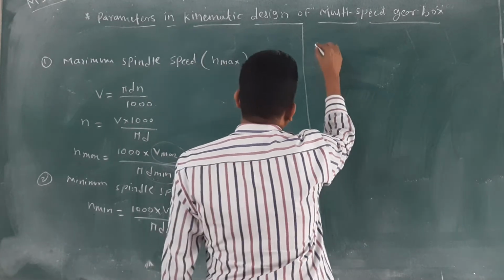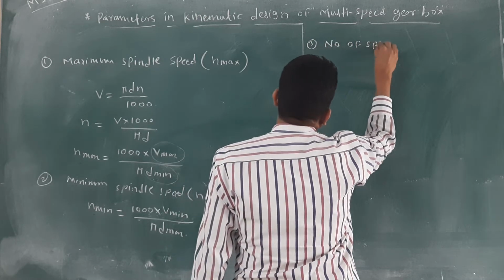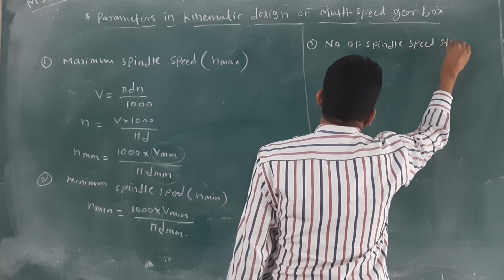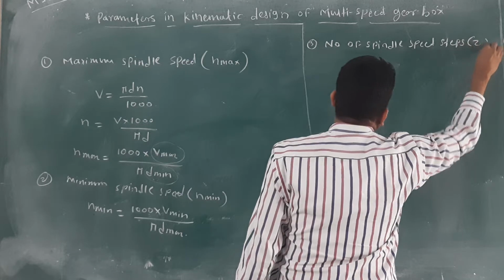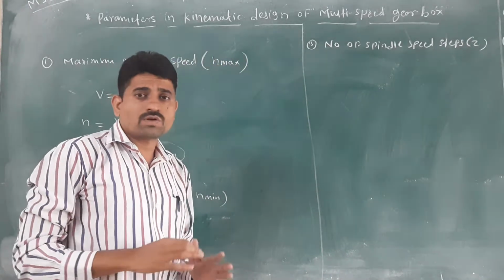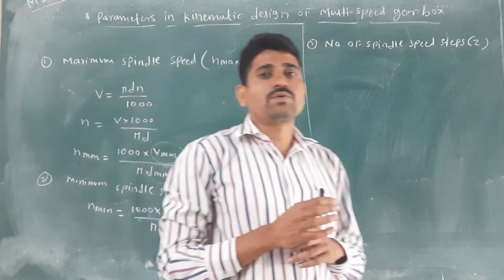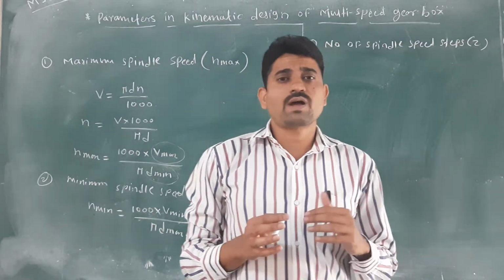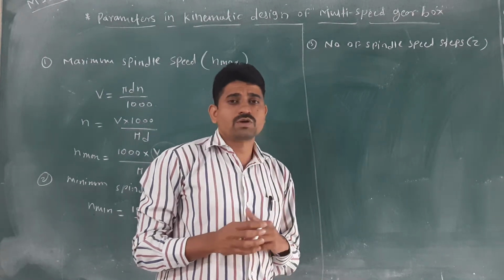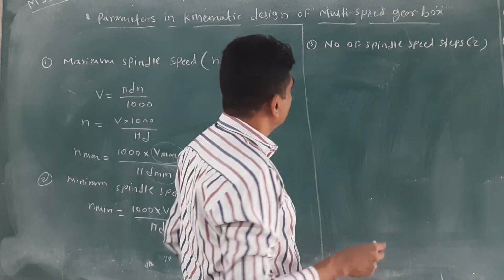Then third, we require the number of spindle speed steps. How to calculate that? It is denoted by Z, the number of spindle speed steps. Before that, we require the range ratio value and the phi value. How to calculate the range ratio and phi? Already we have seen this in the geometric progression law.